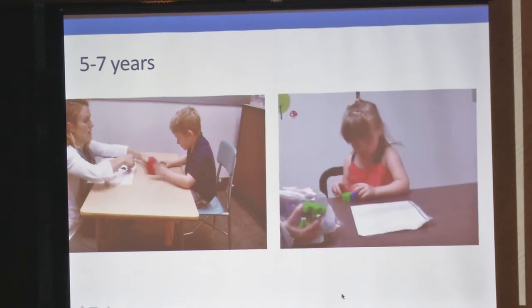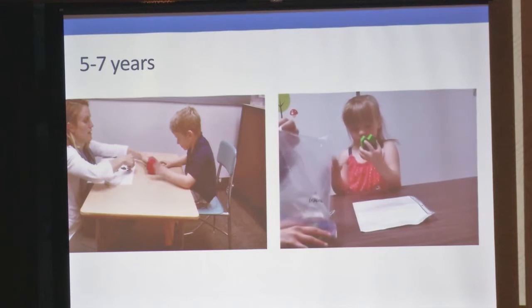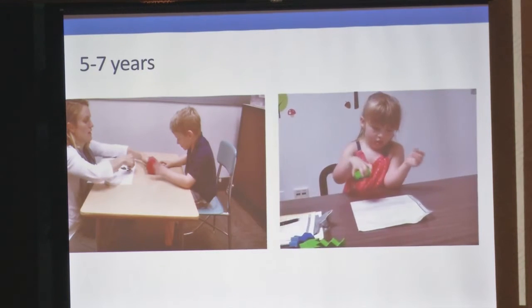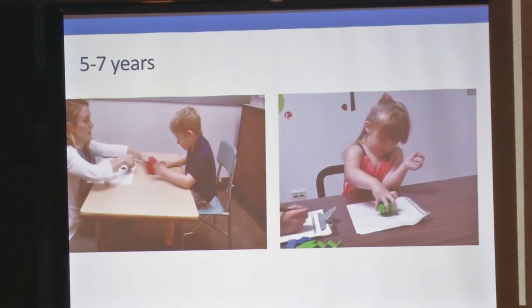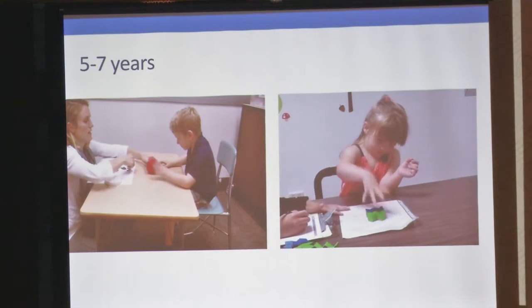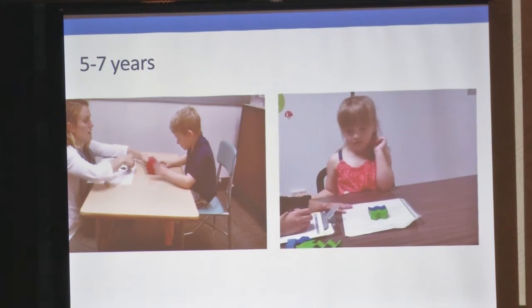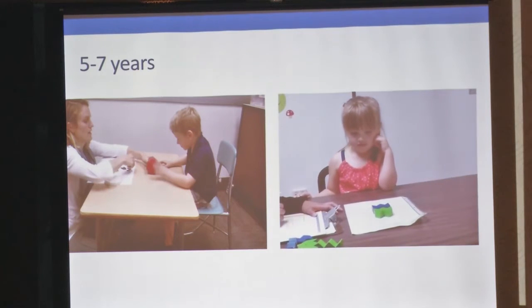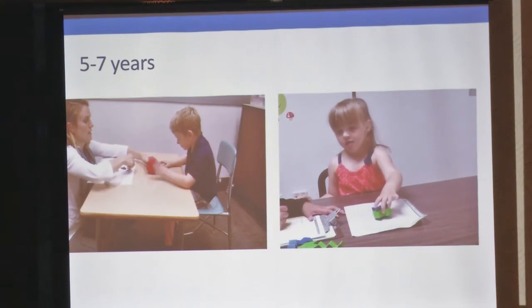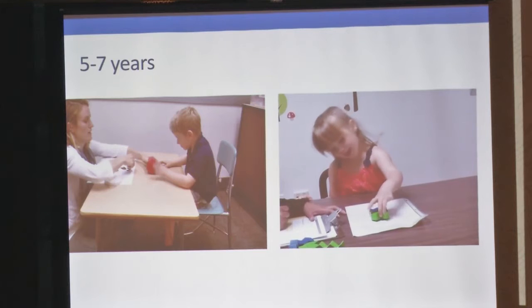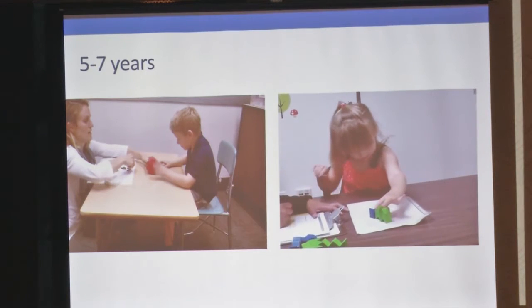Okay. This child has an interstitial duplication. So note, she's doing some of these, this is one of our cognitive tasks, but note how she holds those blocks, right? There's a little bit of incoordination in how she moves them. And listen to her articulation now.